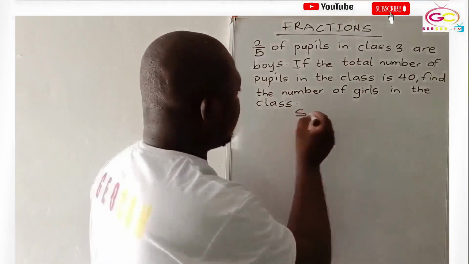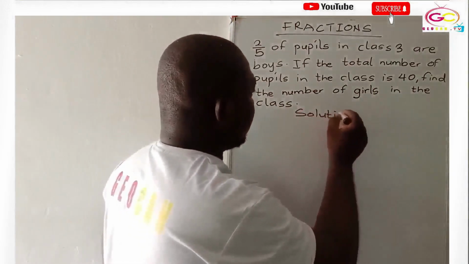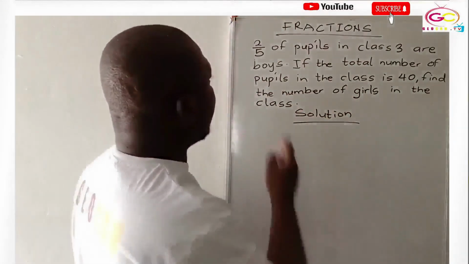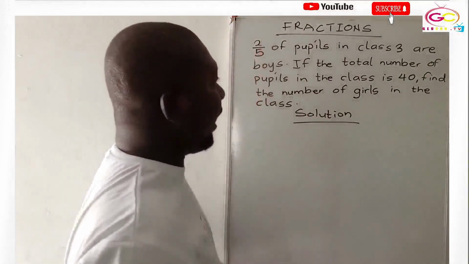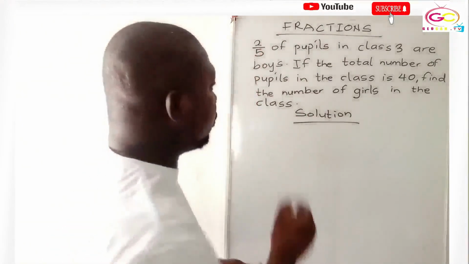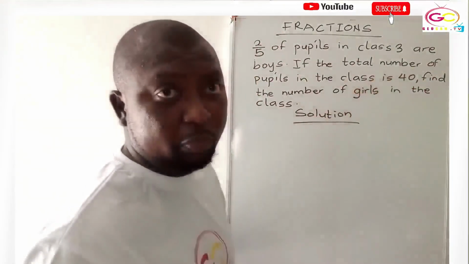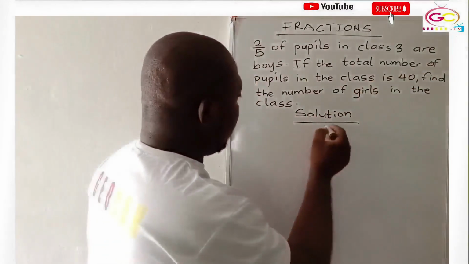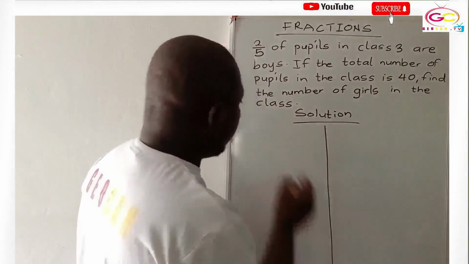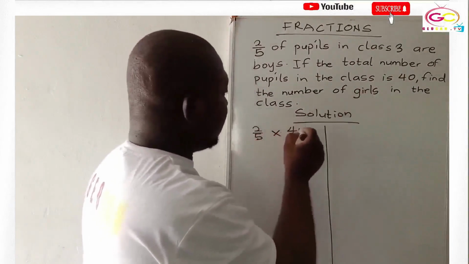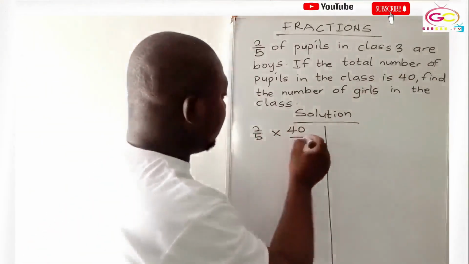Good. We have our solution. Solution simply means how you solve it, right? So what do we have? 2/5. That's the fraction of pupils who are boys. So 2/5 of the total number of pupils in the class, which is 40. So we have 2/5 times 40, which is the same as 40 over 1.